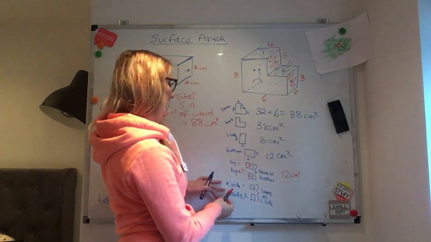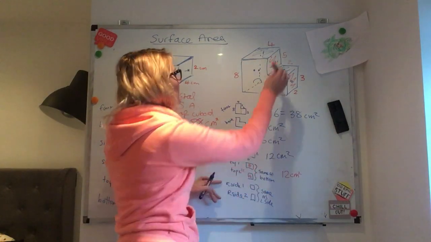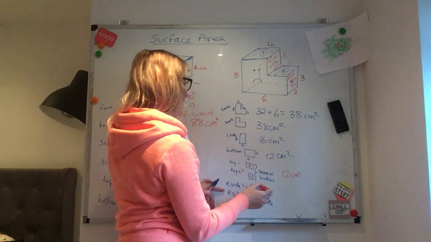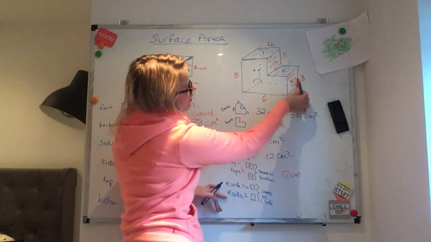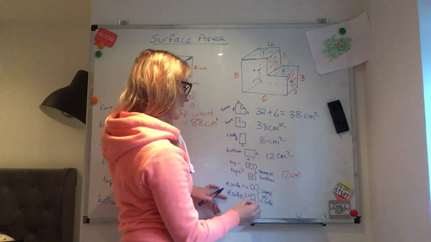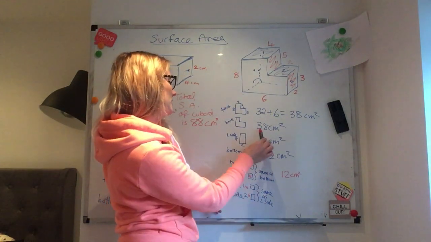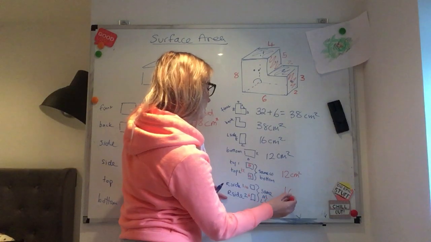The right hand side, you can either keep it split up, so you've got 5 by 2, which is 10, and 2 by 3, which is 6, add them together and get 16, or we know it's the same as the left hand side, so 16.